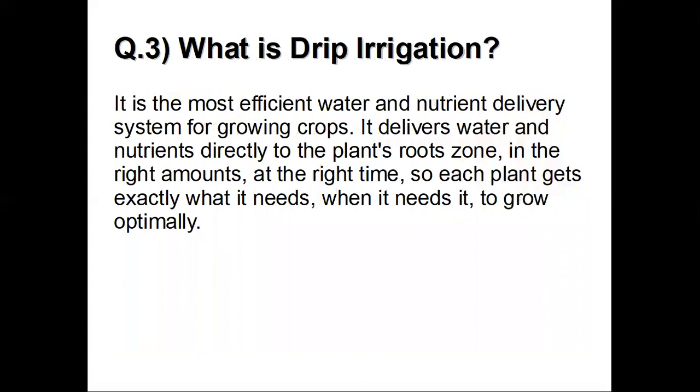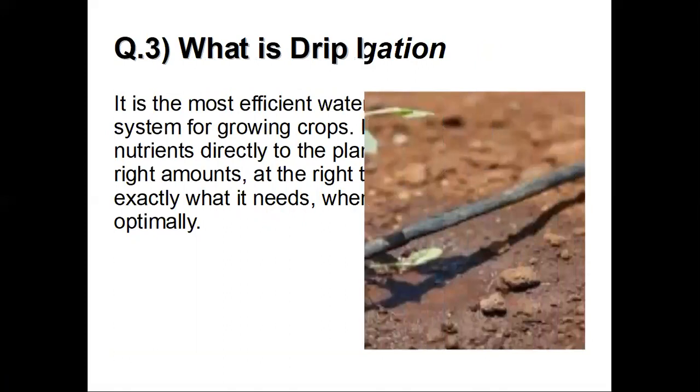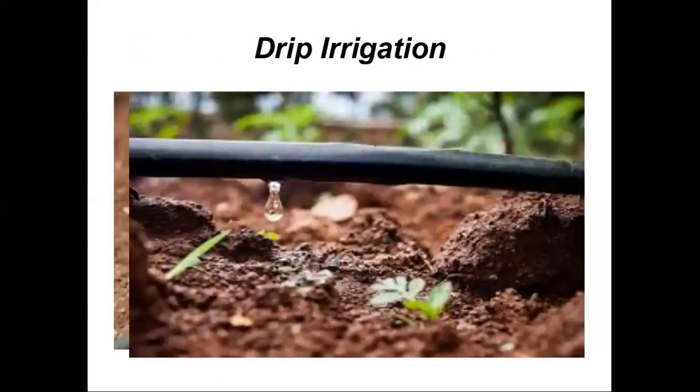Now what is drip irrigation? It is the most efficient water and nutrient delivery system for growing crops. It delivers water and nutrients directly to the plant's root zone, in the right amount at the right time, so each plant gets exactly what it needs, when it needs it, to grow optimally. In this image we can see a pipe with a hole, and water is flowing through it, dropping continuously onto a small plant.